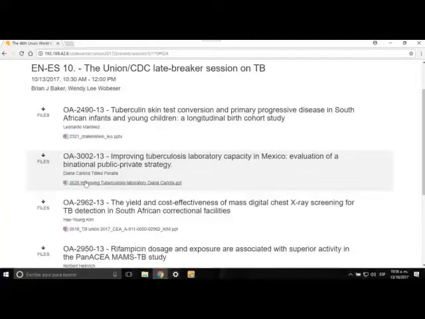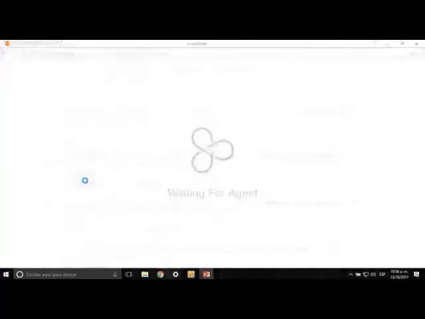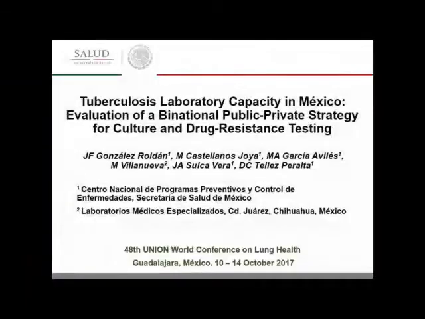Diana Telles is going to be introduced by Jesus Gonzalez Roldan, and the title of the talk is Improving Tuberculosis Laboratory Capacity in Mexico, Evaluation of a Binational Public-Private Strategy.